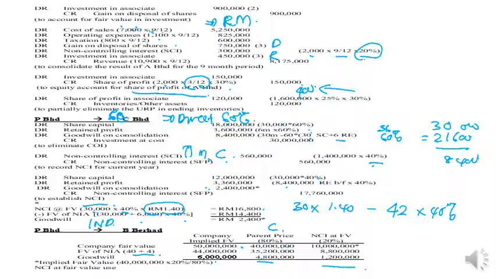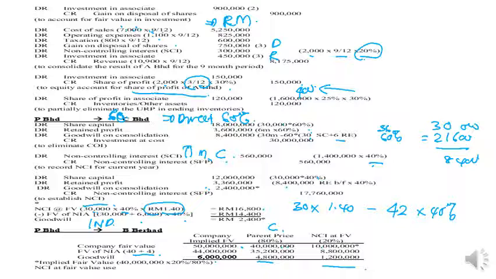Then minus your investment here, which is 30 million. So you're going to have 8.4. The goodwill amount of 8.4 for the parent, and then credit investments.